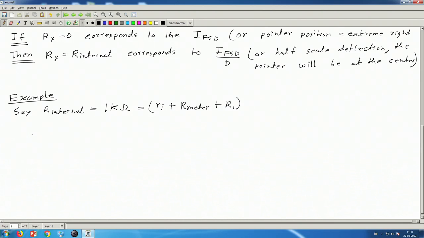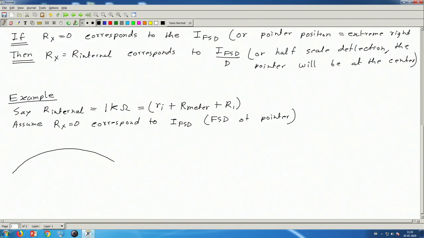Now, assume this condition that Rx equal to 0 corresponds to IFSD, full scale deflection of the pointer. Okay. Full scale deflection of pointer. Now, what we want is to mark or calibrate the different positions on the scale.